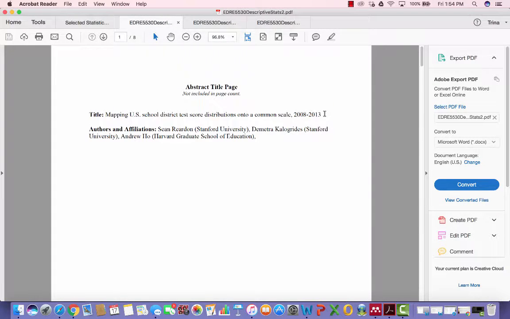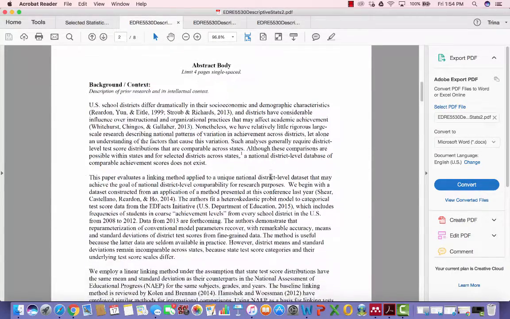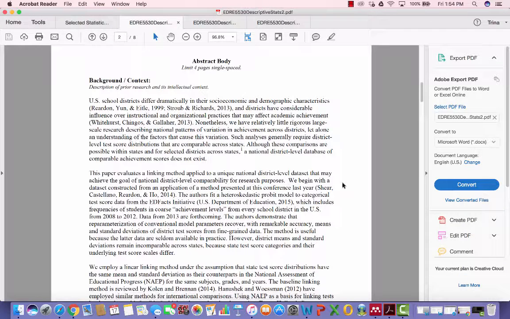Now the next paper I want to look at is by Reardon, Kalogrides, and Ho about mapping U.S. school district score distributions. This was prepared for a conference presentation, so it's brief and condensed. The full paper is published elsewhere. This paper is meant more as an extended abstract. So as you look at it, it does have things like background, introduction, method, data analysis, and so forth, but in very condensed form.